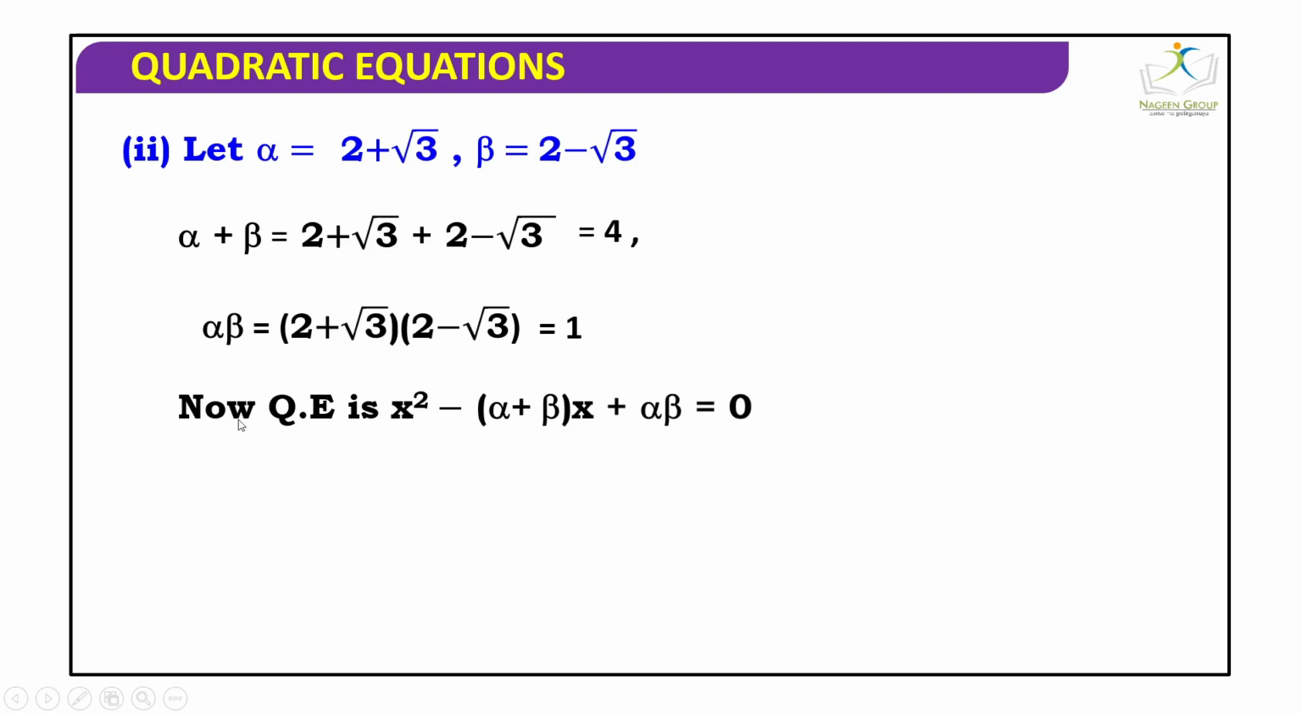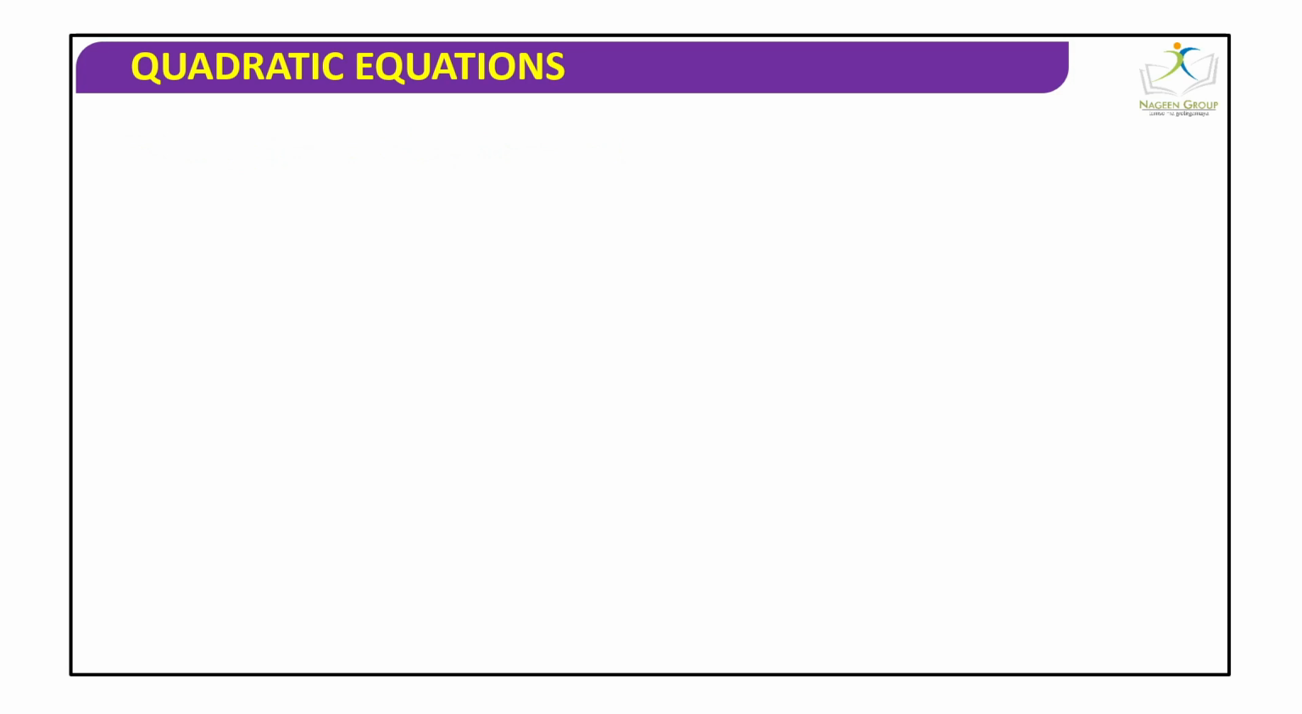Now the quadratic equation is x square minus alpha plus beta into x plus alpha beta equal to 0. Put the value. It's x square minus 4x plus 1 equal to 0. So from this we can find a quadratic equation.